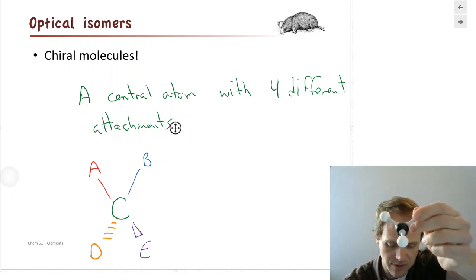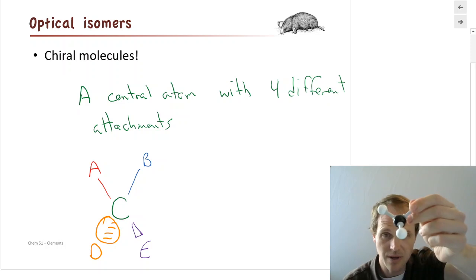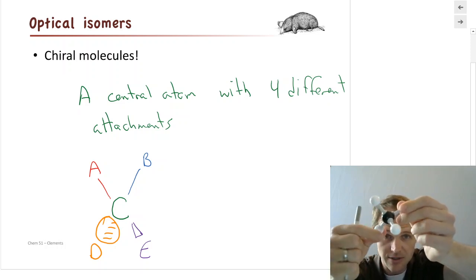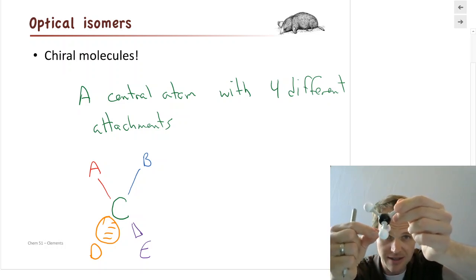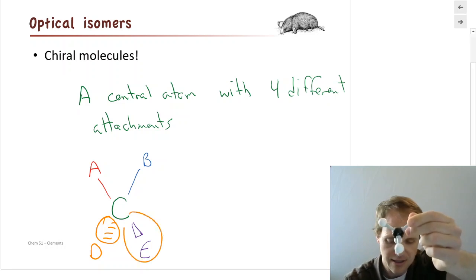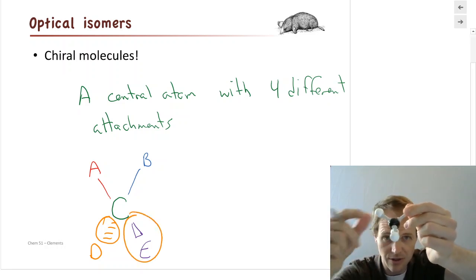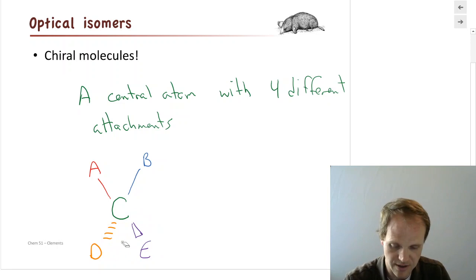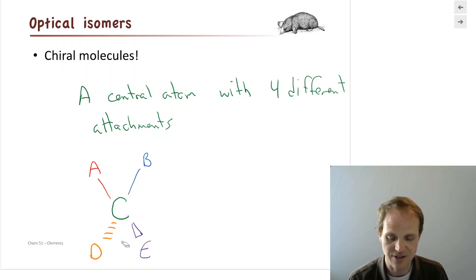If you remember your drawing, this is the one that's going away from you. So in this case, it would be the one that's behind this guy here. And this E is the one coming out, and that's the one going towards you. So that's what I just drew here, is A, B, D, and E attached to carbon.